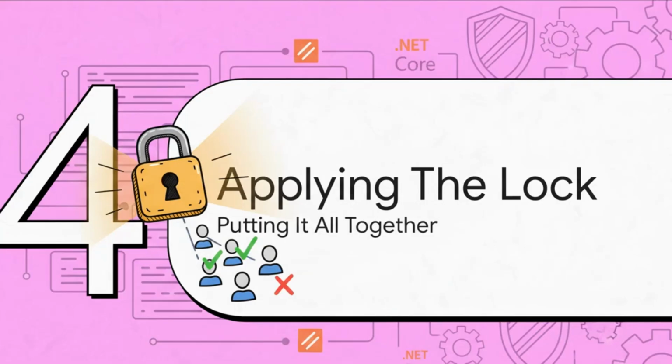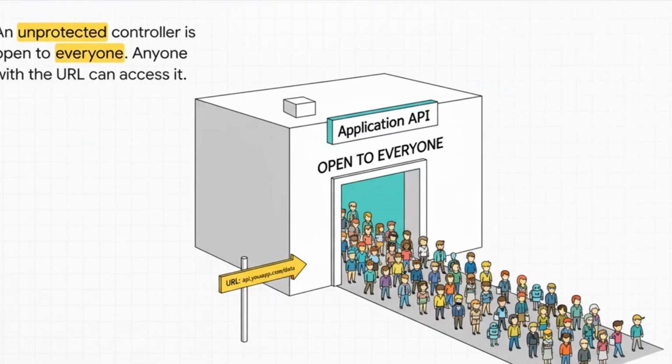All right, we've defined our rules, and we have our bouncer checking IDs at the door. Now for the fun part, the final step, applying the lock and actually protecting our app. So have a look at this. This represents a part of your API, what we call a controller. And right now, it's just an open door. Anybody who knows the address can walk right in and see everything. This is what we need to fix.